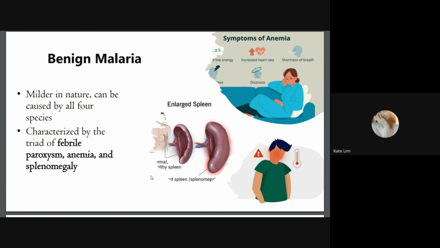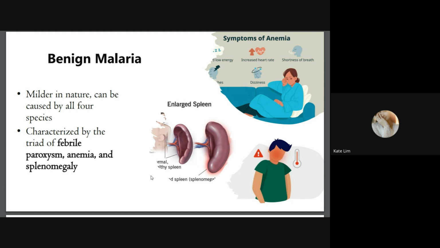So if your RBC would lyse, it would burst. There would only be fewer healthy RBCs to carry oxygen, and without enough oxygen, your organs can't function properly. And that is anemia. So you're left feeling weak, tired, exhausted. So that is anemia. Next, we have splenomegaly.